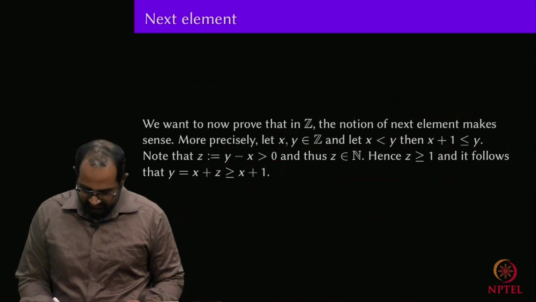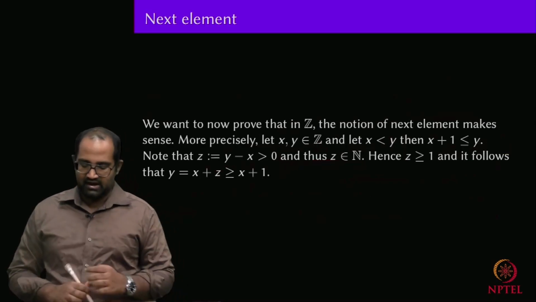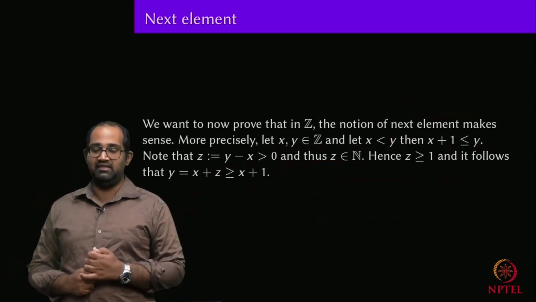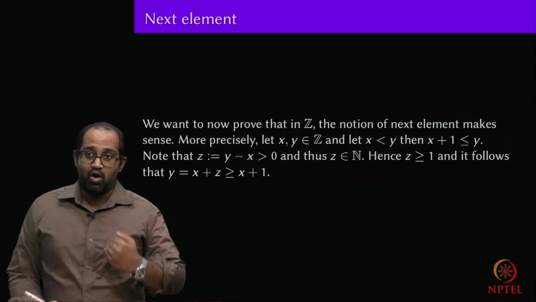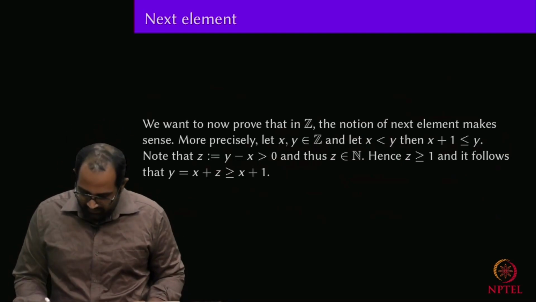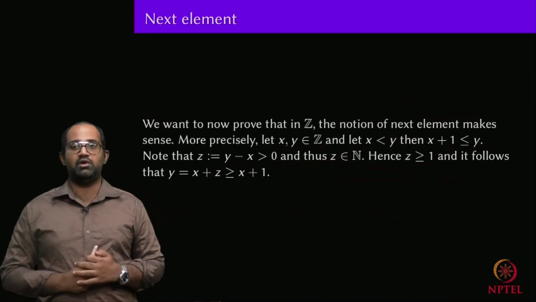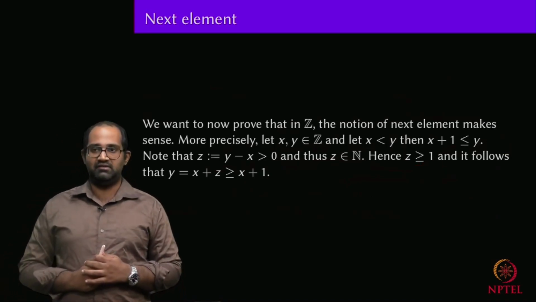And thus, this z must be in the natural numbers. And from what we have shown before, hence z is greater than or equal to 1. Any natural number is greater than or equal to 1.